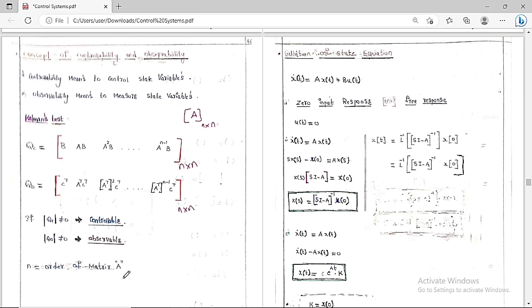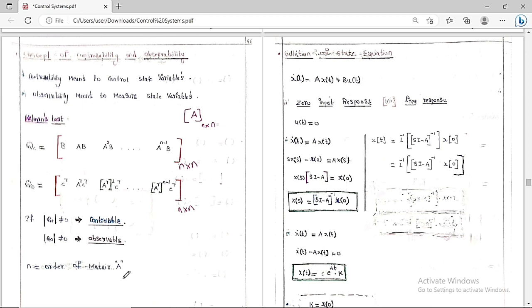So finally, I can say controllability basically means we have to control the state variables. Observability basically means to measure the state variables. If all the state variables are controlled, then only we can say the system is a controllable system. If any one of the state variables is not controlled, then we say it is an uncontrollable system. Similarly, if all the state variables are measured, then only we say it is an observable system. If any one of the state variables is not measured, then we say it is an unobservable system.